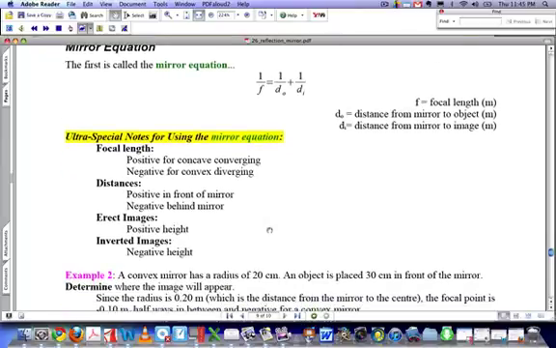Key things here are the values. The focal length, positive for concave, negative for convex. The distance, so a positive is in front of the mirror, and negative works out behind the mirror. So that would be like for virtual images. And then positive for height, and negative for height for basically upright or erect and inverted images.